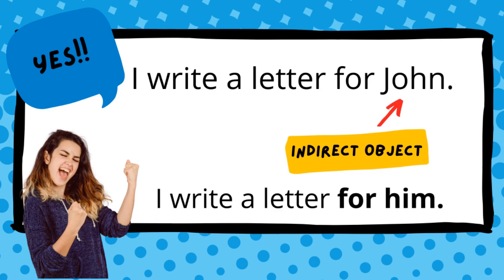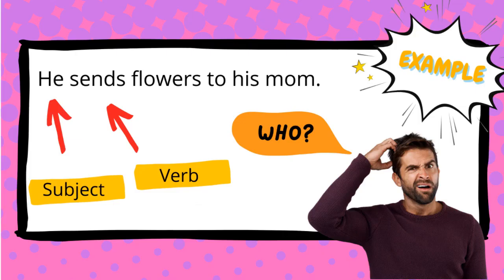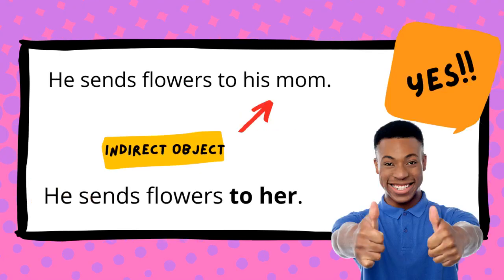Let's look at another example. He sends flowers to his mom. We know the subject is he, and the verb is to send. So he sends flowers, but to whom does he send those flowers? Right, you guessed it, his mom. So we want to replace mom with the indirect object pronoun. And this in English would be, he sends flowers to her. Her is replacing mom.